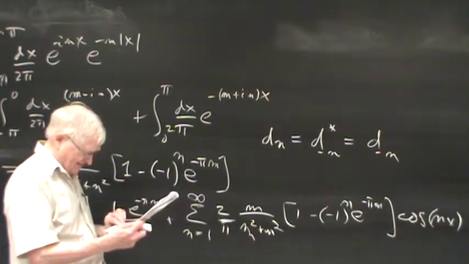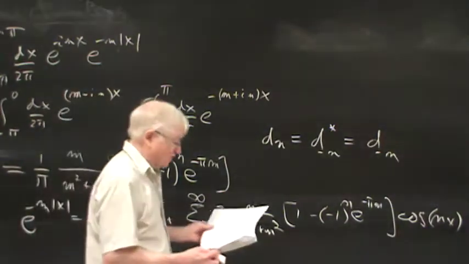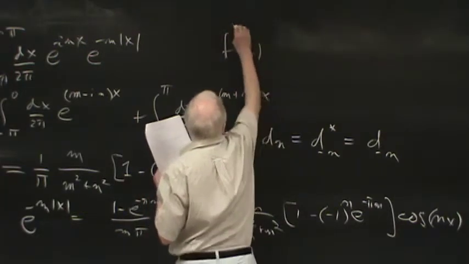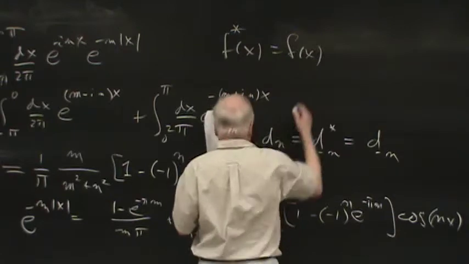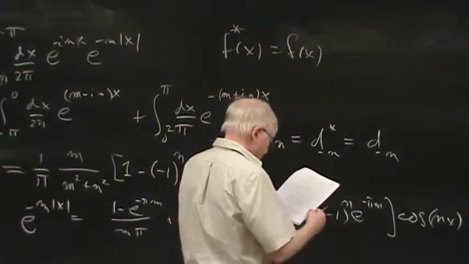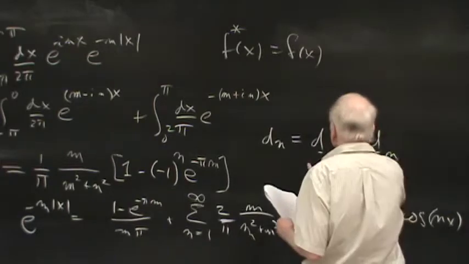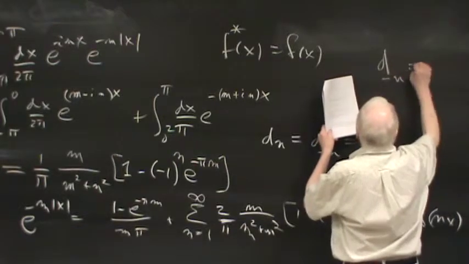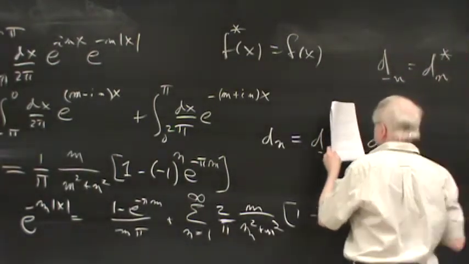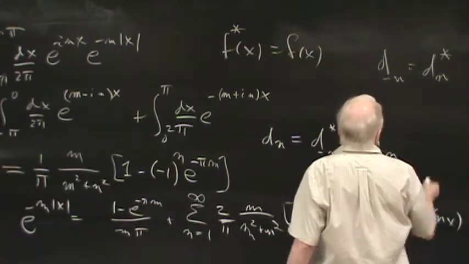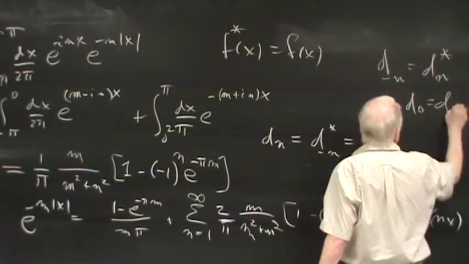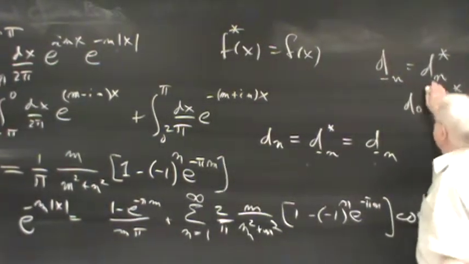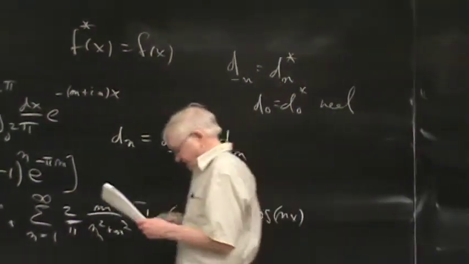Let's leave that aside for the moment. Okay, now we're going to go to the case where the functions are real. So we've got now f of x star is f of x. So f is real. And now, what do we have? We have this situation here that d sub minus n is equal to d sub n star. In particular, that means that d0 equals d0 star, so d0 is real. The other ones aren't necessarily real. You just have to satisfy that relation.